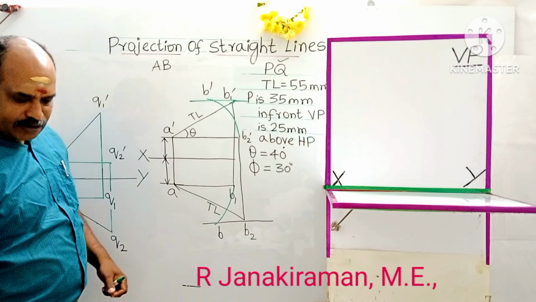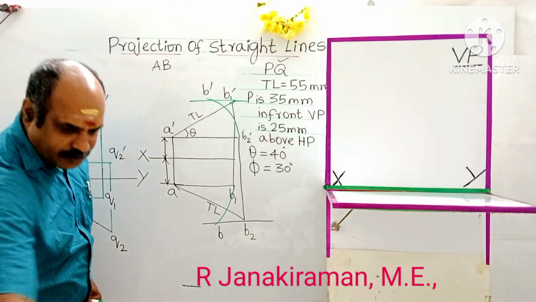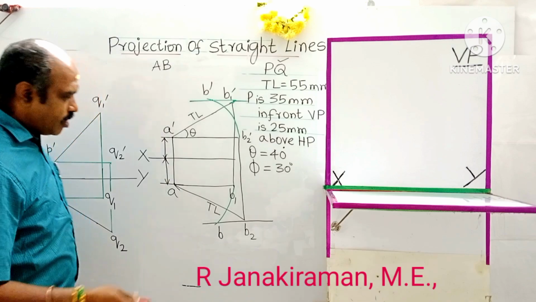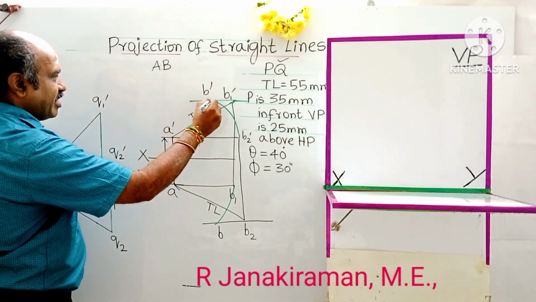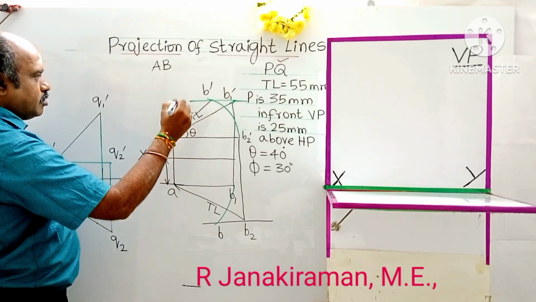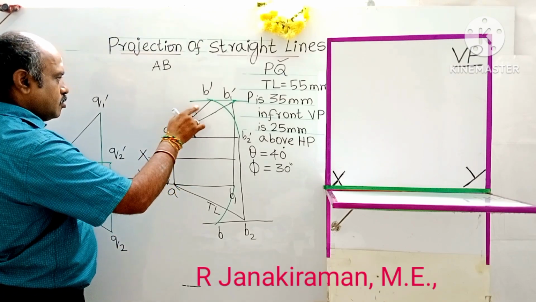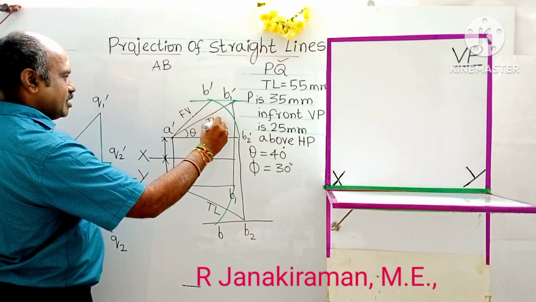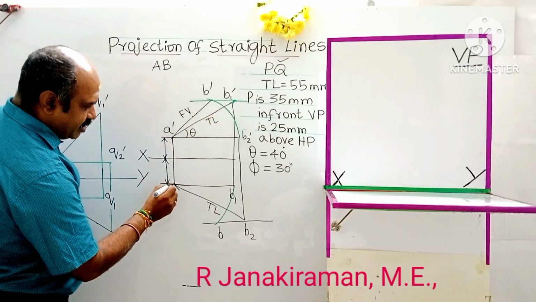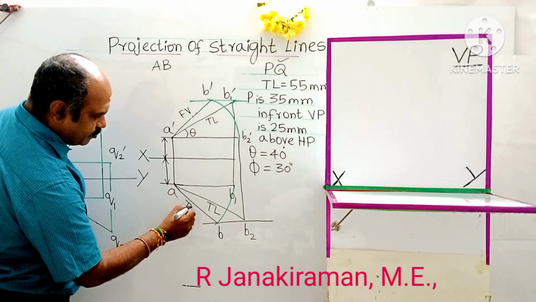Top view diagram we are going to complete. Join A dash B dash, it is the final front view. A dash B dash is the front view obtained. This is TL, true length. And similarly, the top view: you have to join AB. AB is the top view.